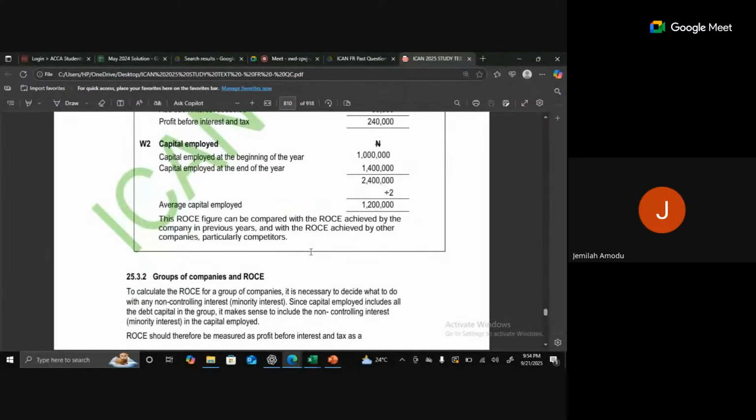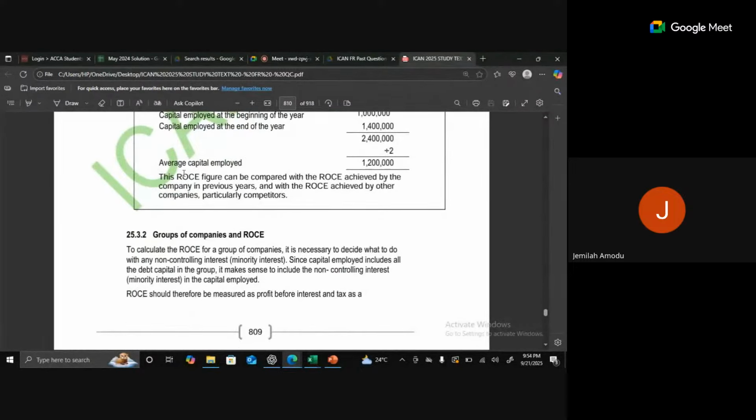So let's move forward and see what they wrote. They say this return on capital employed figure can be compared with the return on capital employed achieved by the company in the previous years, right? That is just what I said. Saying something is 20% does not really make more meaning. You compare: this was what we had in the previous year, this is what we have now. Was there an increase or decrease?